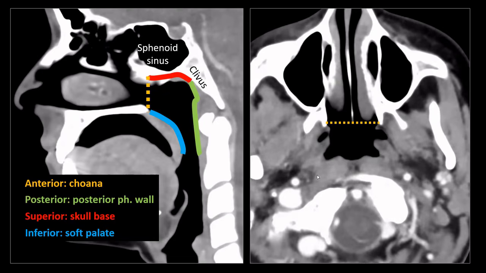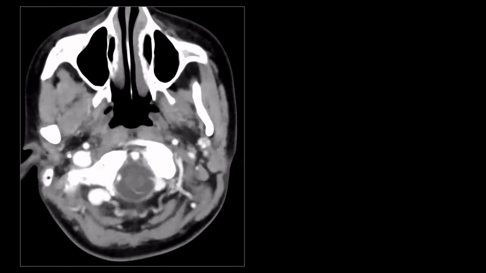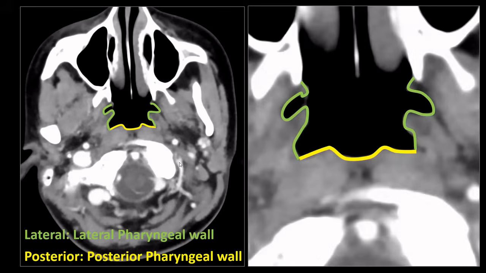And here in the axial plane, we can also see the choana, the posterior pharyngeal wall, but also the lateral pharyngeal walls. We're still talking about the borders of the nasopharynx, I believe. These are the lateral pharyngeal walls, and this is the posterior pharyngeal wall. Let's magnify this a bit.